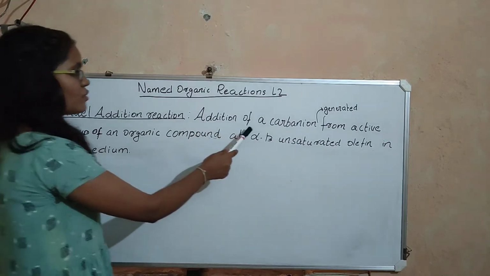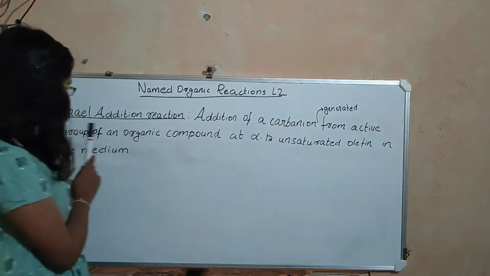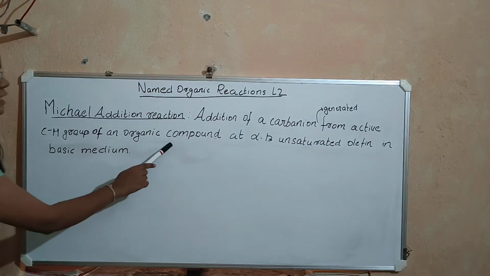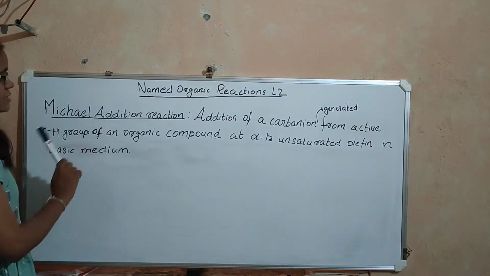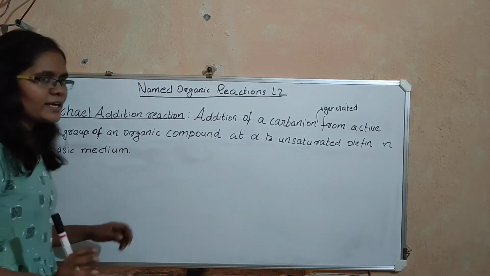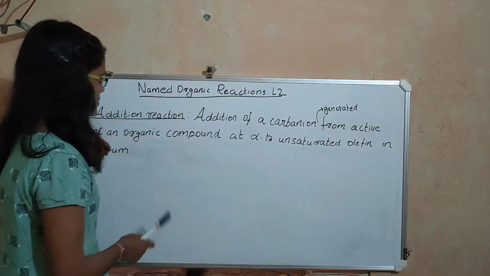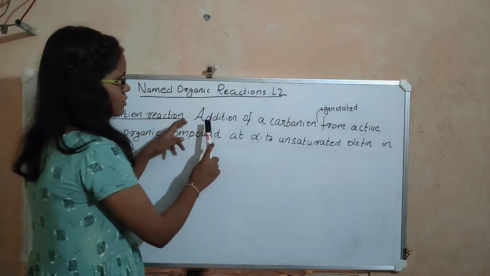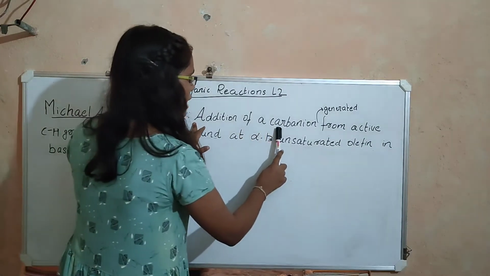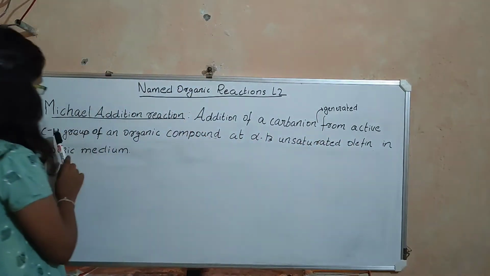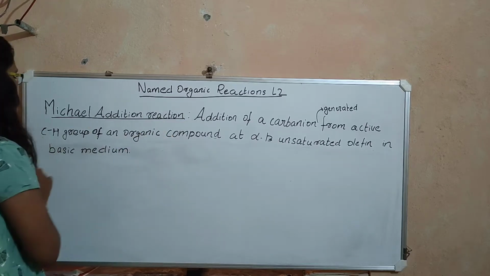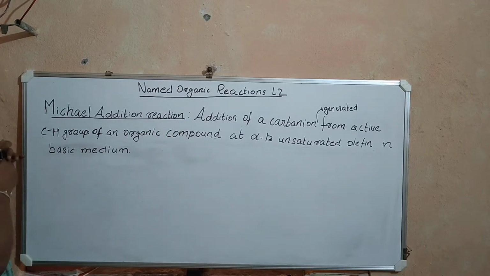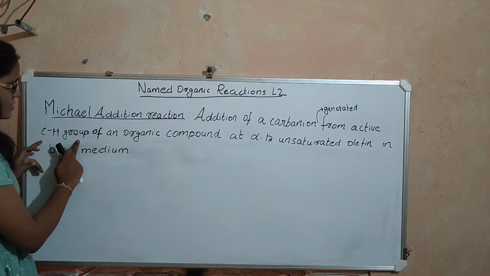It is the addition of a carbanion generated from the active CH group of an organic compound at an alpha beta unsaturated olefin in basic medium. So let us try to identify our reactants from this text. It says Michael addition is the addition of a carbanion generated from the active CH group of an organic compound.